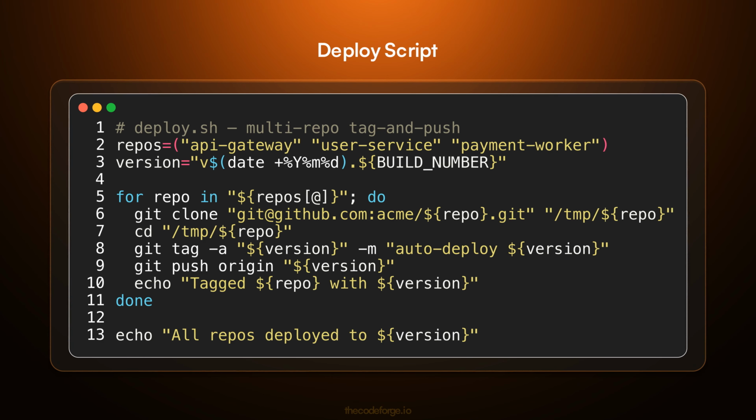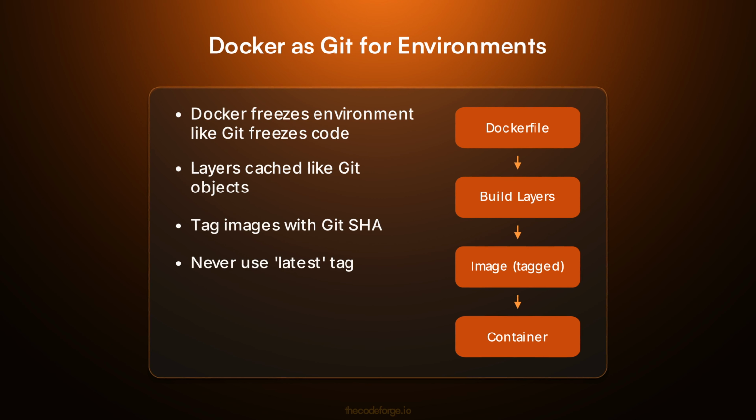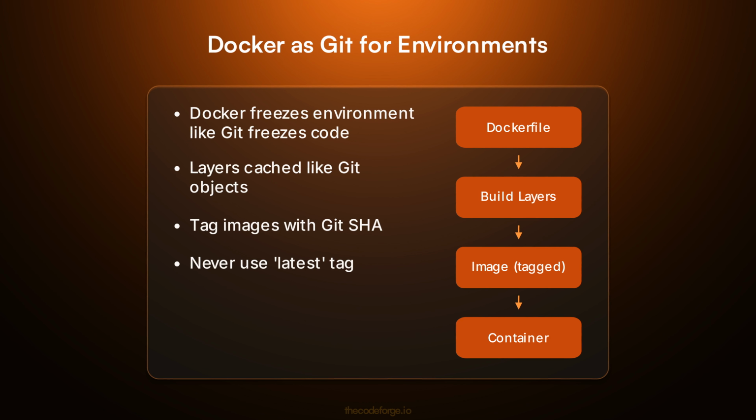Automating multi-repo workflows saves time and prevents human error. Docker containers solve reproducibility. A Dockerfile is a declarative recipe, and images are built in layers, cached like Git objects. Pair a Git tag with a Docker image tag for full traceability. Never tag containers with latest, it defeats reproducibility.